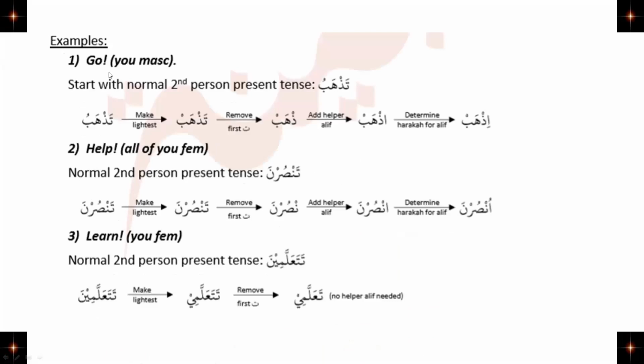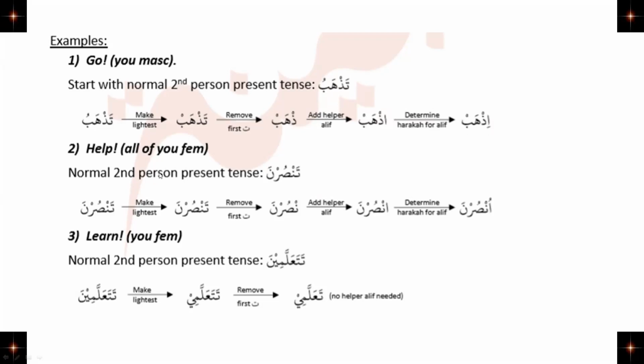These are the examples. For instance, go. How do you say go? You start with the normal fi'l mudari, tadhhabu. Make it lightest, tadhhab. Remove the ta, dhhab. Add helper alif. You don't know if this alif will take fatha, kasra, or dhamma. You determine the haraka of the tadhhabu. In this case, tadhhabu has fatha, so therefore it will be kasra. Idhhab.